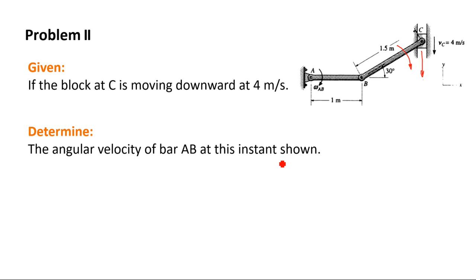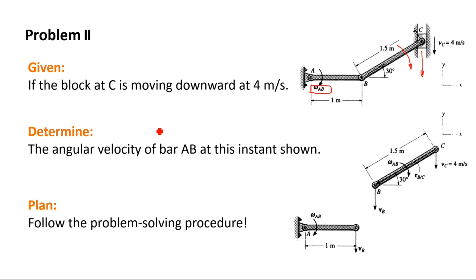In this question, knowing only that we have 4 meters per second for the velocity of C, we would like to know the angular velocity of the bar AB. So again, our plan is to use the problem solving procedure using the relative velocity equation.